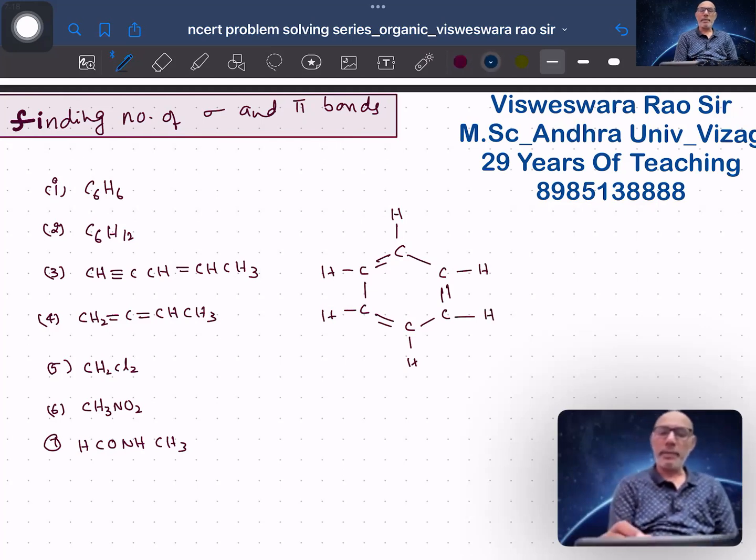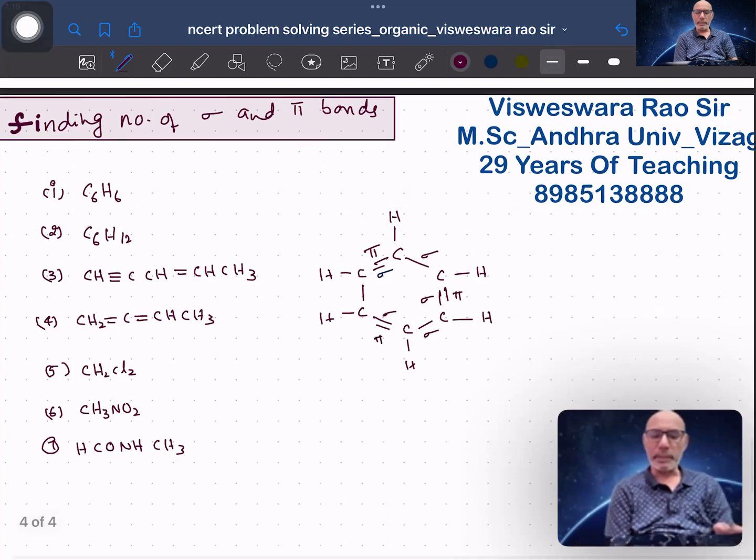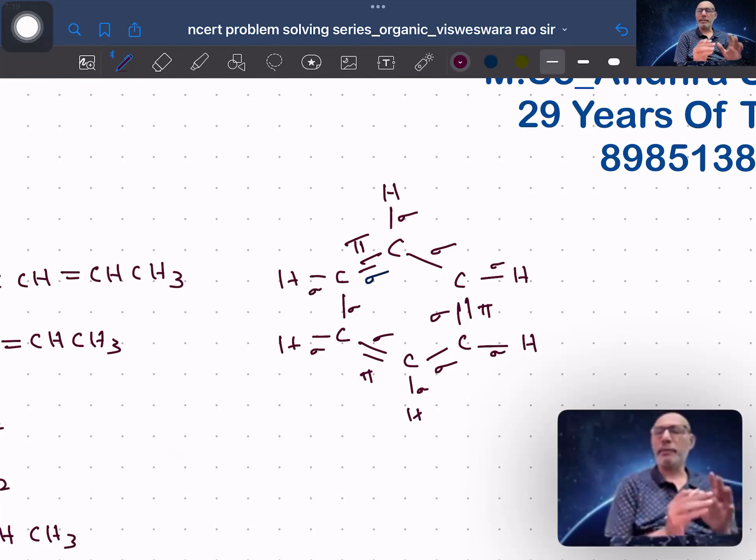So you can count the number of sigma bonds and pi bonds here. A double bond means one sigma bond and one pi bond. Here also it is simply a sigma bond. Here one sigma bond, one pi bond. Here only one sigma bond. Like that you can count. Here also CH sigma bonds, 6 sigma bonds are there. So very simple information.